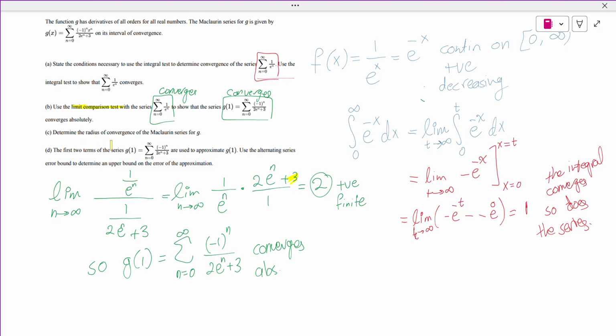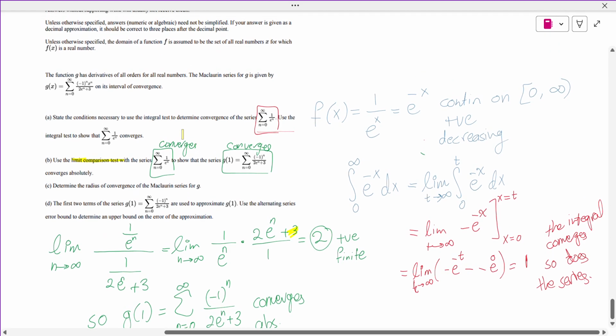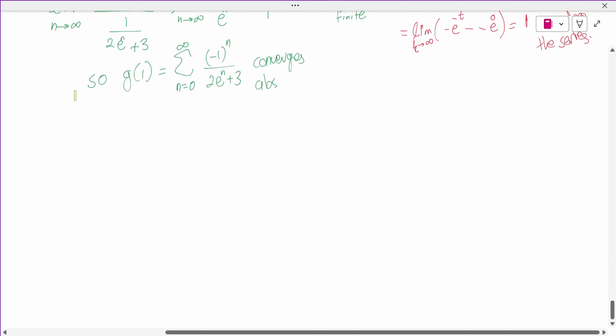Determine the radius of convergence. So when you read radius or interval, both of them require which test? The ratio test. We need to find the radius of convergence of the Maclaurin series of g. Where is the Maclaurin series of g? The original one, this one. So we have to apply what? The ratio test. Okay.